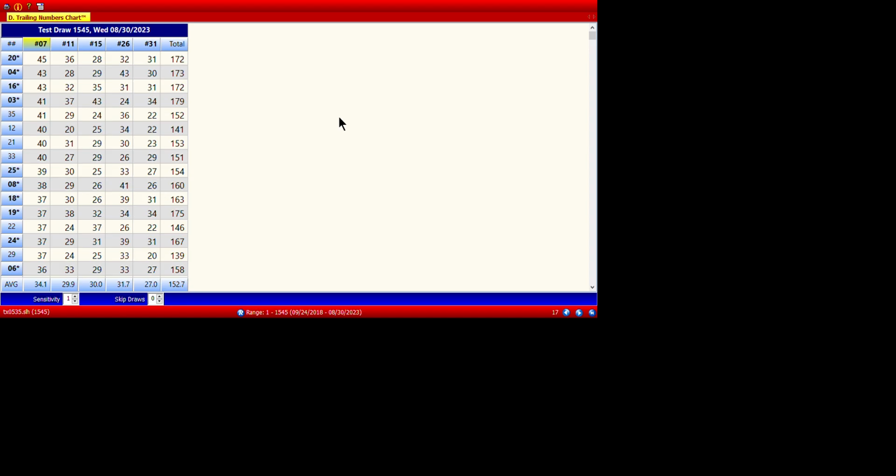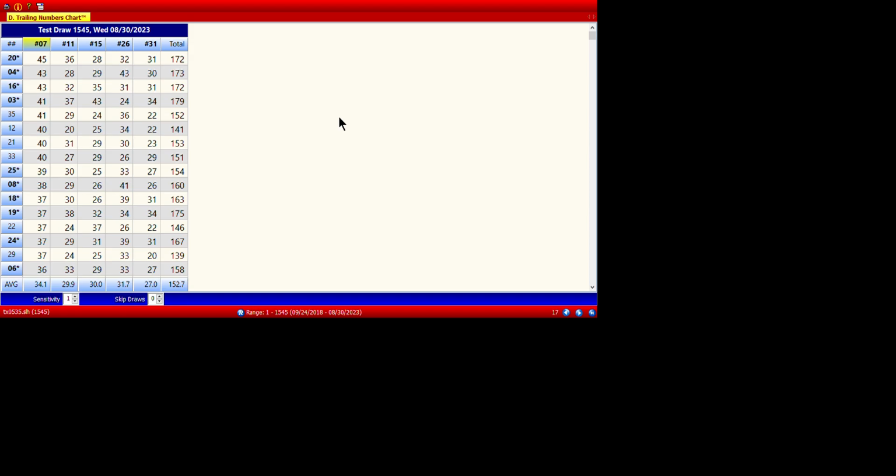Number 3 was busy because 3 popped up under the number 7. It popped up under the number 11, under the number 15, and under the number 31. And it popped up in the total also. So it popped up 4 times, and if I add the total, 5 times. So 3 is a very strong number, very strong.